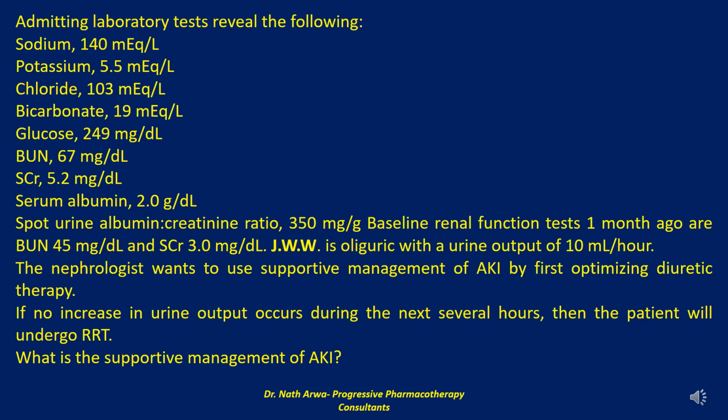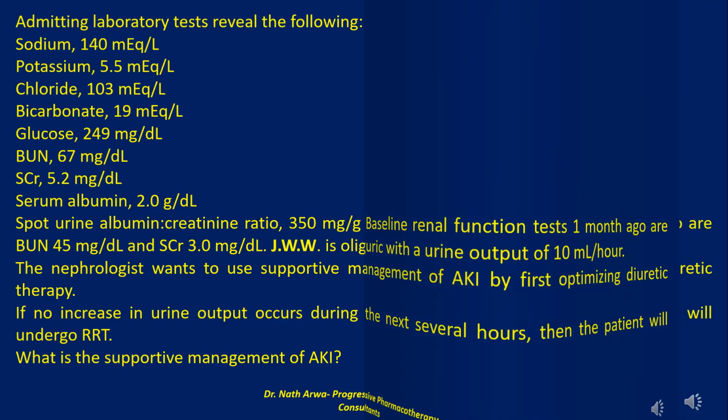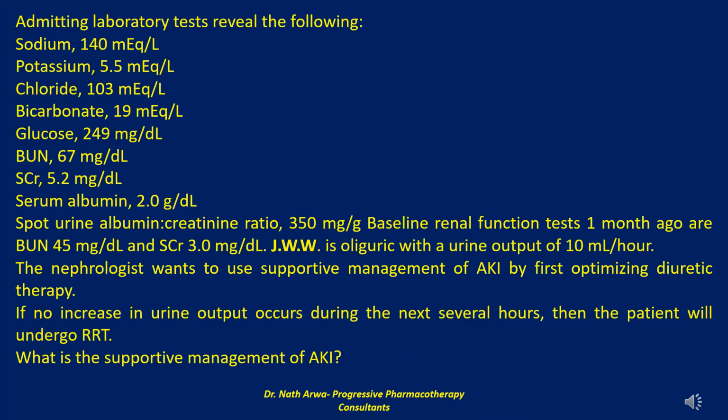Combinations of loop and thiazide diuretics may be needed in patients with acute kidney injury if they become diuretic resistant. This combination acts synergistically to block sodium and water reabsorption in both Henle's loop and the distal convoluted tubule. Other alternatives include continuous loop diuretic infusions, such as furosemide 1 mg per kilogram per hour. The infusion rate should not exceed 4 mg per minute, because these rates are associated with ototoxicity, especially when given in combination with aminoglycoside antibiotics.